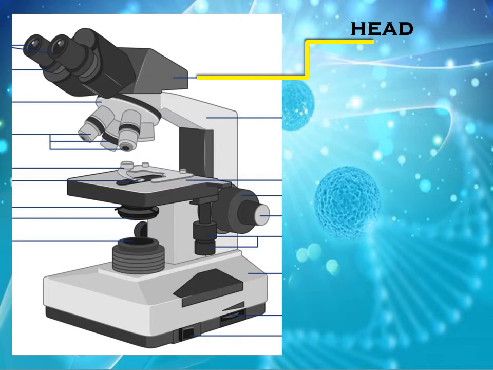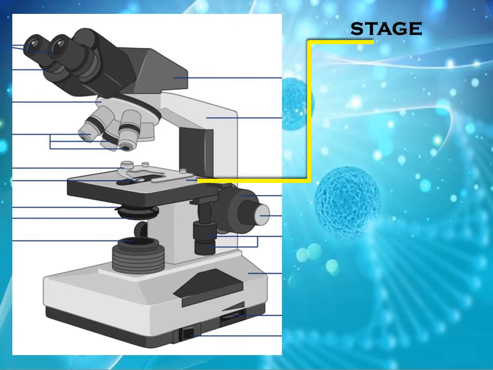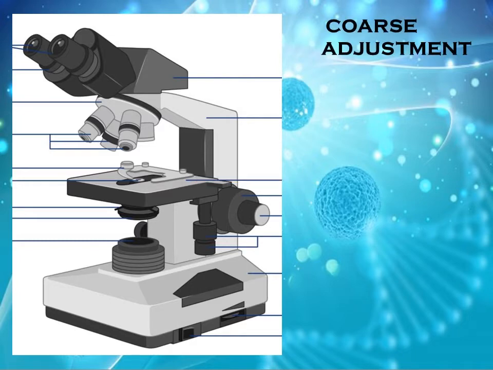The head is the tube that connects the eyepiece to the objective lenses. The arm is the part that connects the body tube to the base of the microscope. The platform where the slide is placed is called the stage. The coarse adjustment is the knob that brings the specimen into general focus.